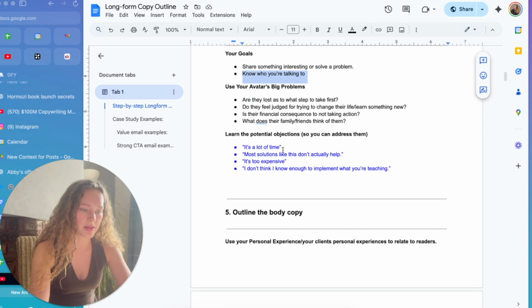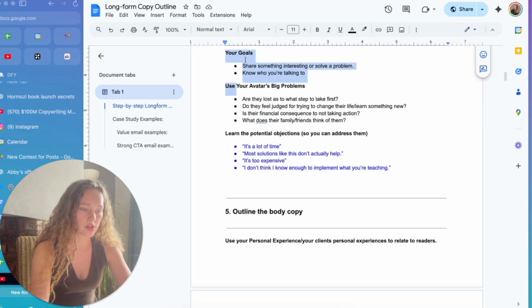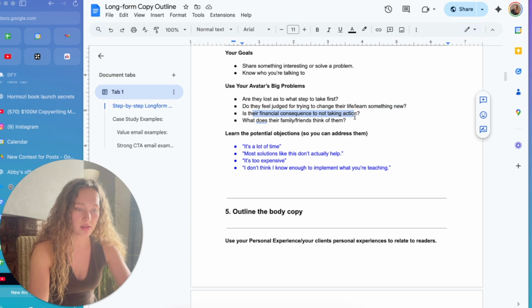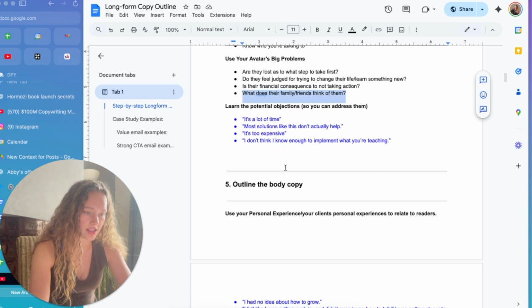Know who you're talking to. We talked about that at the beginning. And that's kind of the goals as far as your end. And then use your avatar's big problems to come up with the angle. Are they lost as far as what step to take first? Do they feel judged for trying to change their life or learn something new? Is there financial consequences to them not taking action? What do their family and friends think of them?